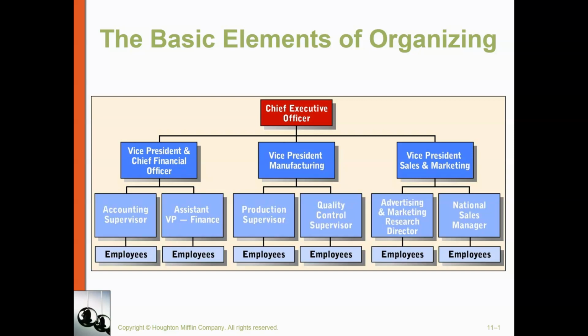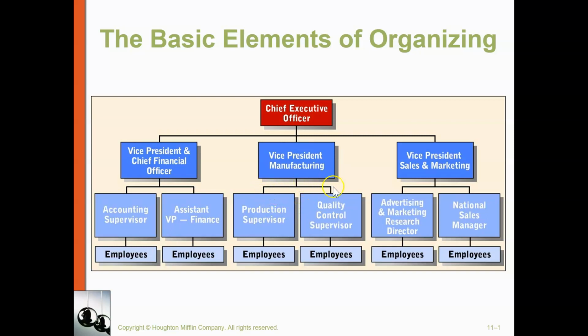In this chapter, we're going to be looking at the function of organizing. What we see here on this screen is an organizational chart. An organizational chart is a visual representation of the structure that we have in an organization. The way this works is these lines here show the reporting relationship. So we see that the Vice President and Chief Financial Officer reports up to the Chief Executive Officer.